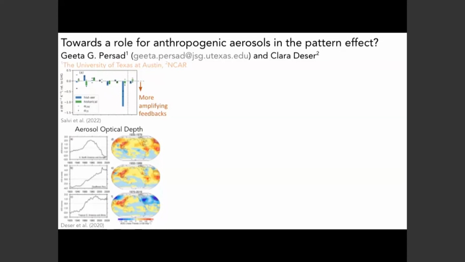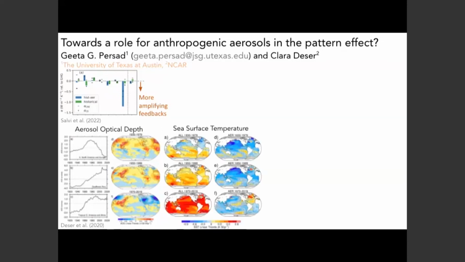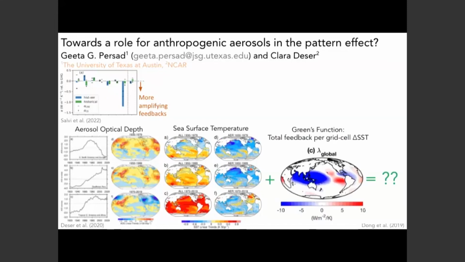Next, please. And this creates this evolving spatial pattern of aerosol-driven SST change, which we can see in the right-hand panels here. And that modifies the all-forcing historical SST pattern over time, which is shown on the left. Next, please. And the big question that this raises for me is, what does that mean for the time evolution of radiative feedbacks via the pattern effect?